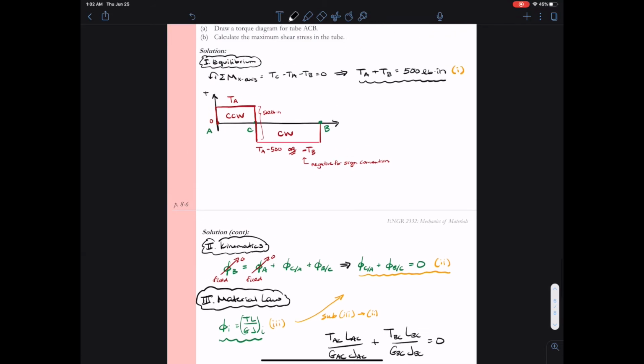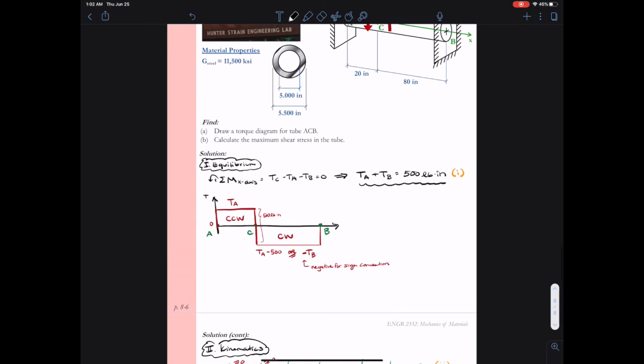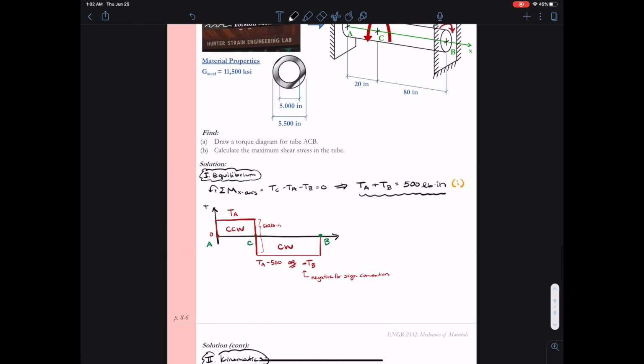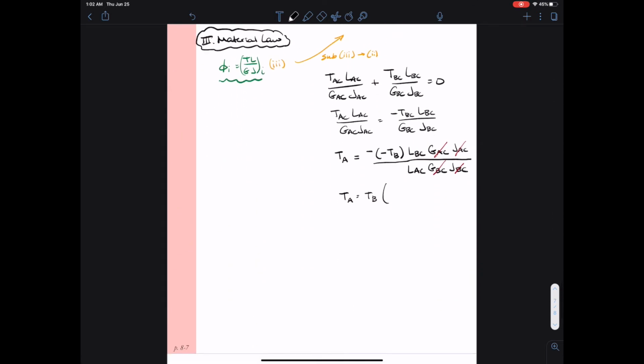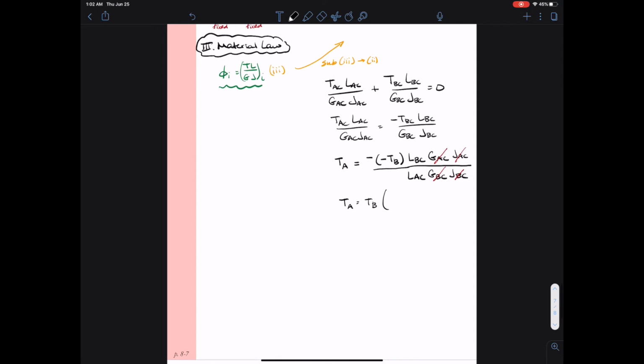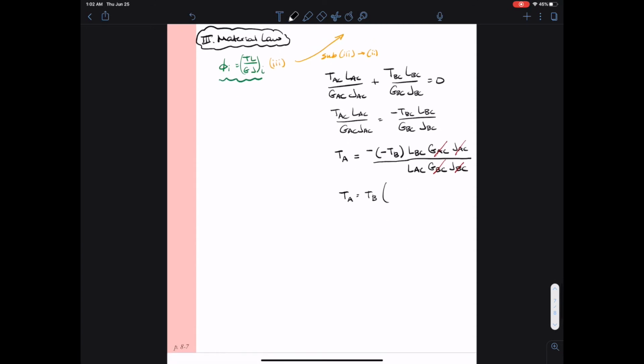So taking a look at those lengths, we see that the distance from B to C is 80 inches, and the distance from A to C is 20 inches. So I plug in 80 inches divided by 20 inches. So we see here that the torque at A will be 4 times the torque at B.